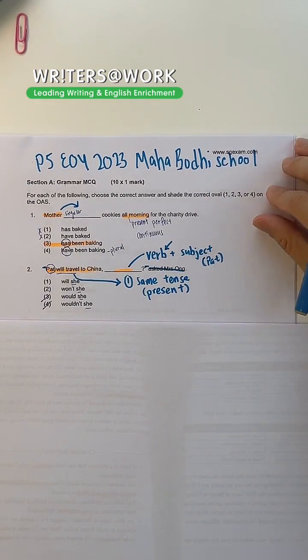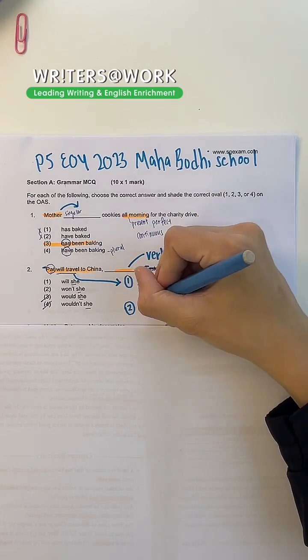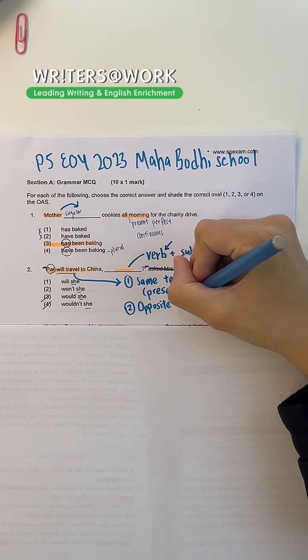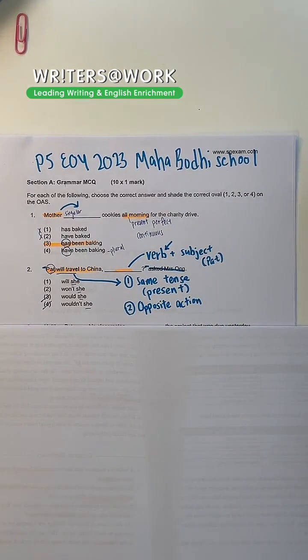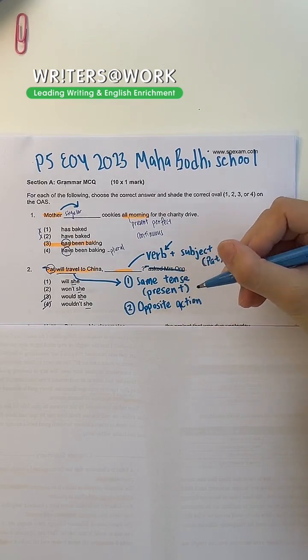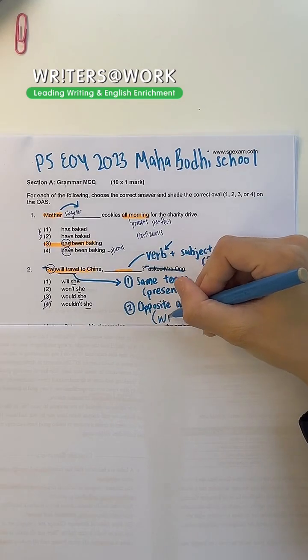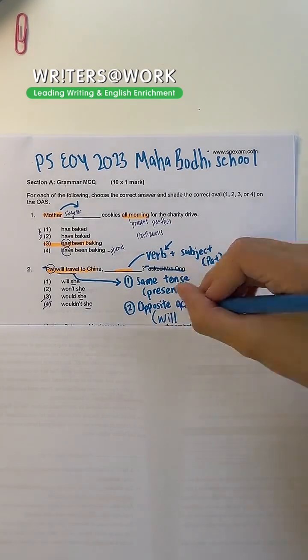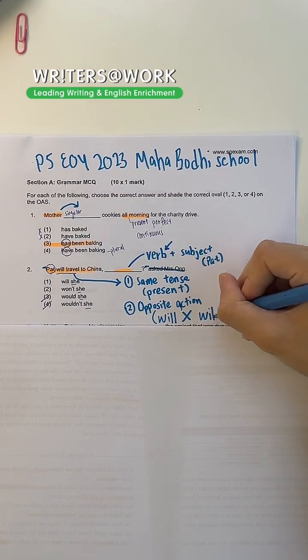The second rule to obey: it is a verb in the opposite action. What do I mean by opposite action over here? Look at our verb in our main statement. Our verb is will. Yes, will travel. So what is the opposite of will? The opposite of will is will not, right? Will not travel.